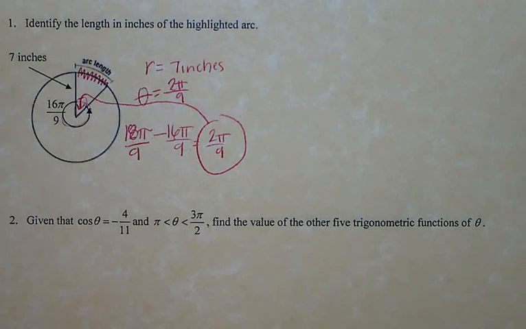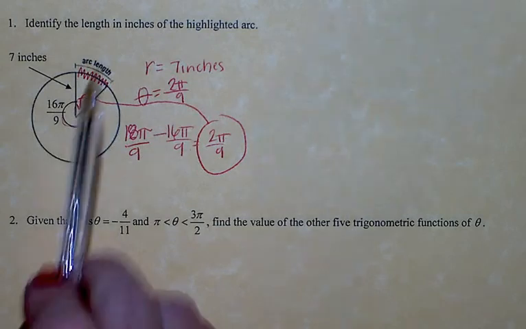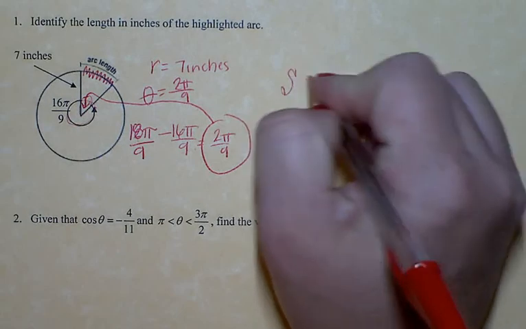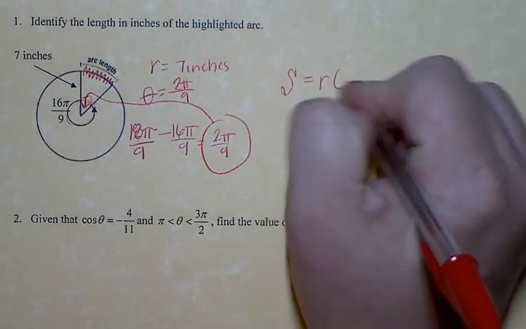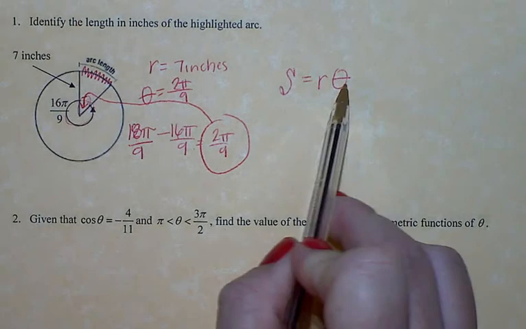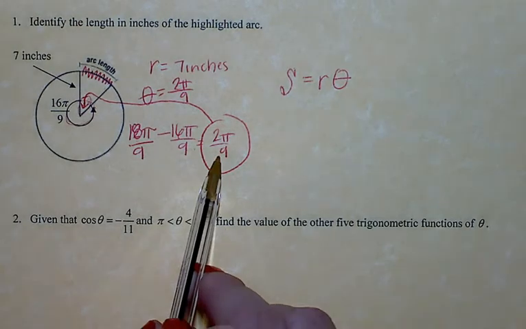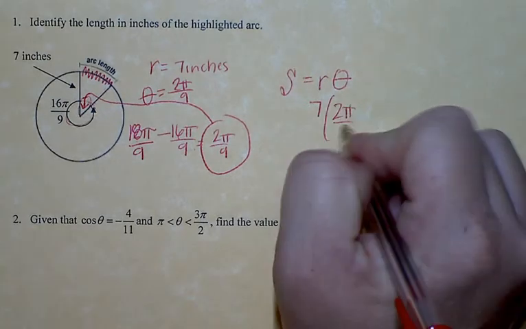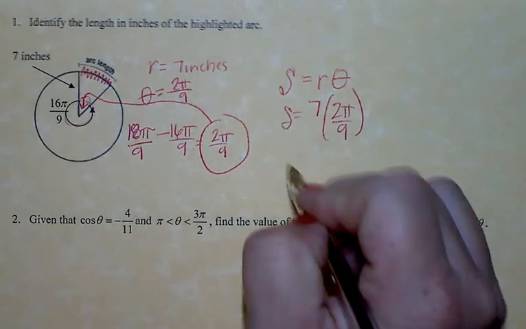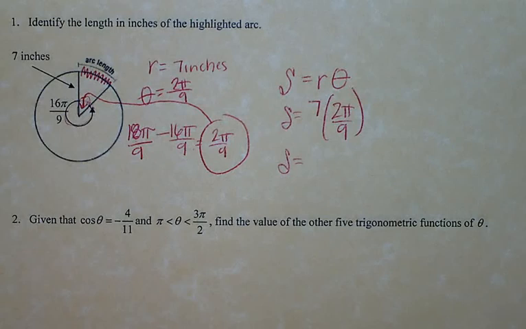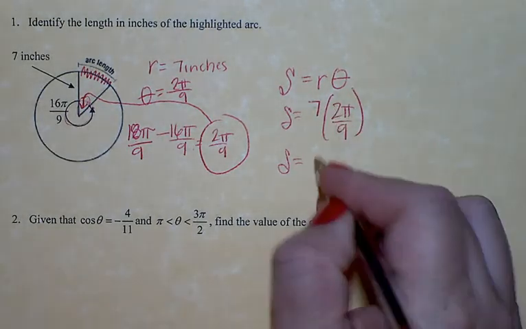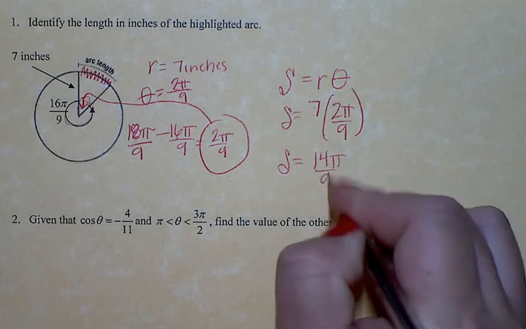Last Friday we learned that to find the arc length, and that's the goal for this problem, arc length represented by S is equal to radius times central angle. Remember, your central angle always has to be in terms of radians. So I can take 7 times 2 pi over 9. Since it doesn't tell us to round to a tenth or to a hundredth, I'm going to leave it in terms of pi. What does that look like? 14 pi over 9. Problem solved.